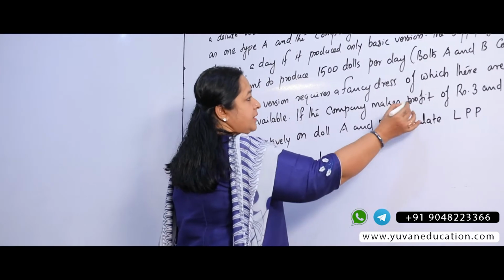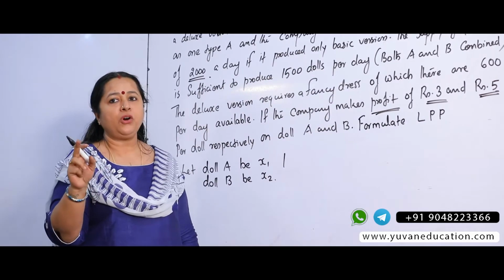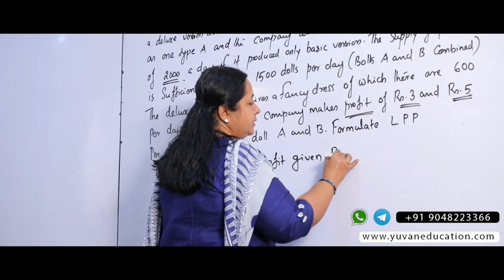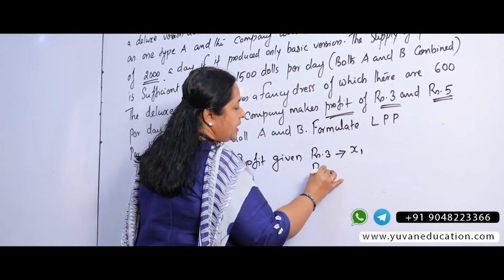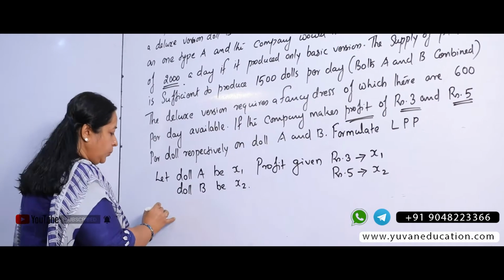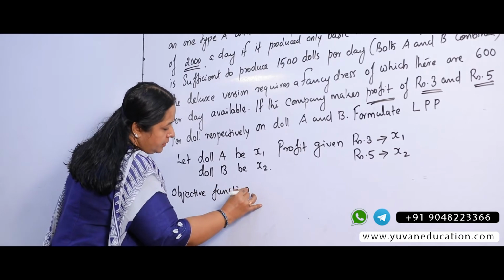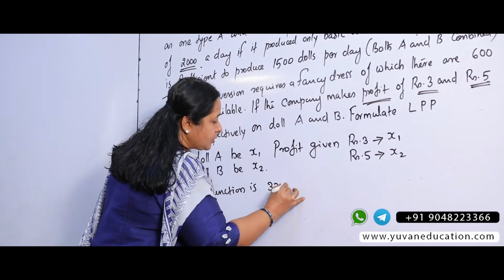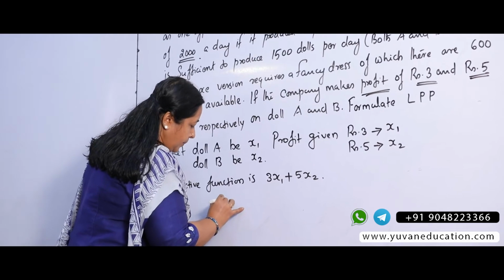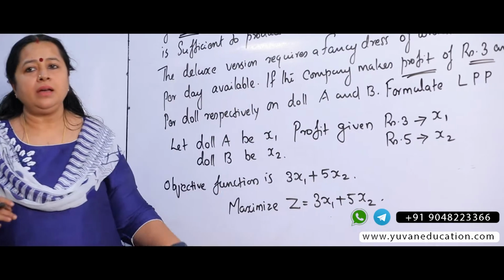Okay. Profit given. See, profit rupees 3 and rupees 5. Rupees 3 for x1 and rupees 5 for x2. Therefore, our objective is to maximize profit. So the objective function is 3x1 plus 5x2. We have to write maximize Z is equal to 3x1 plus 5x2. This is the objective function.